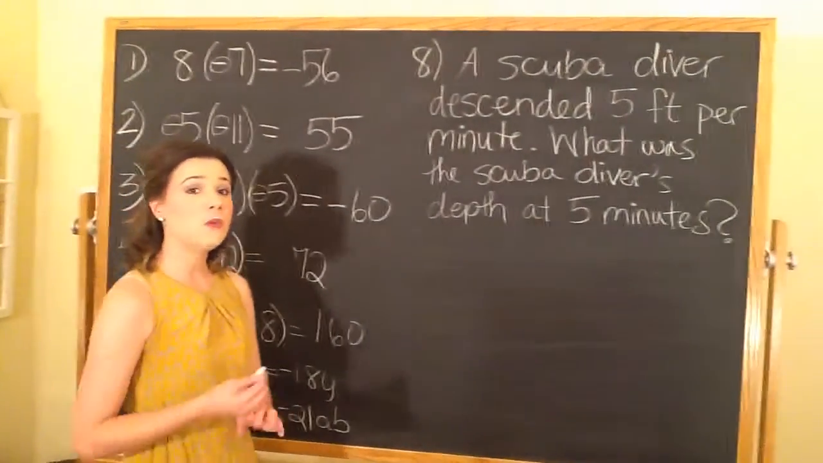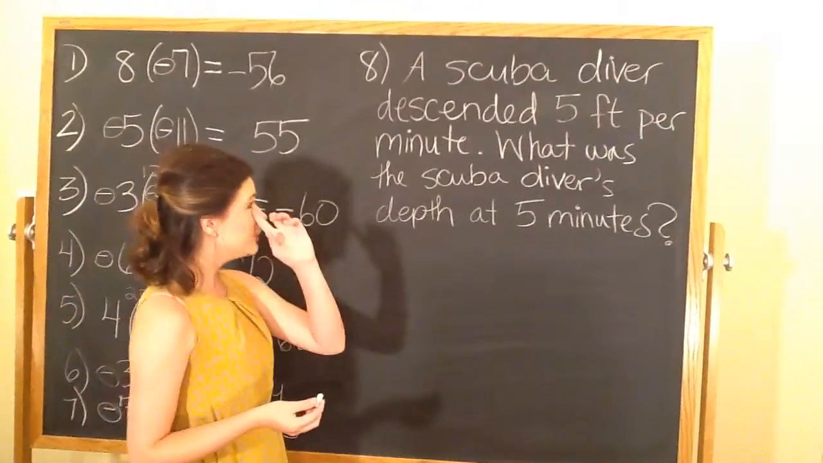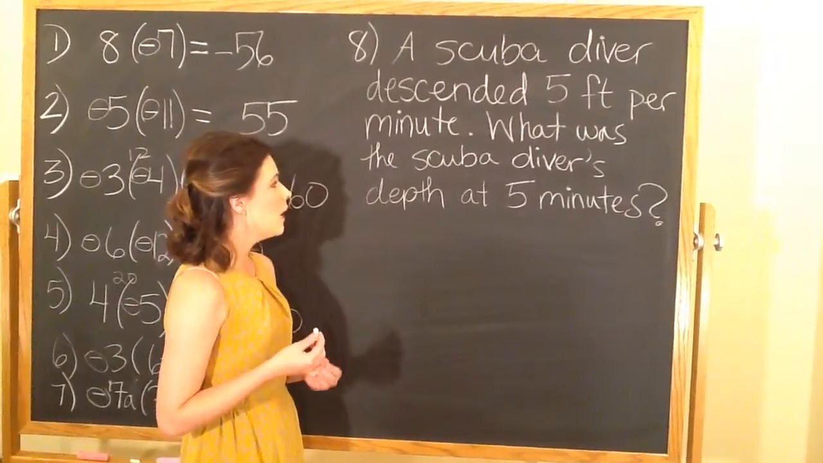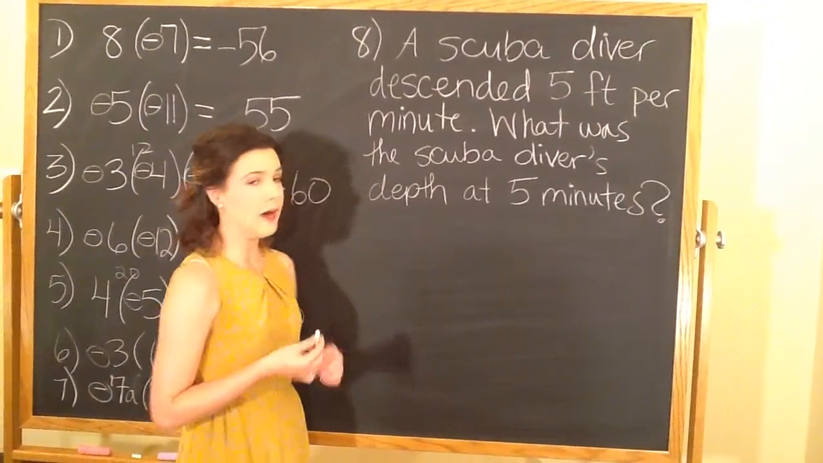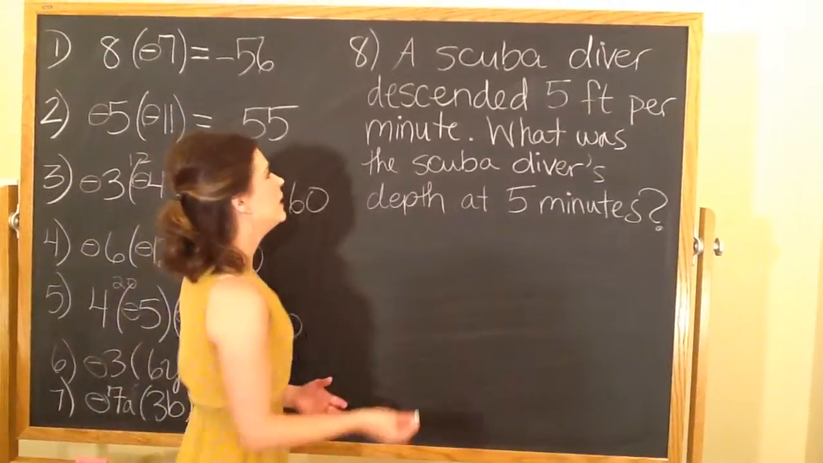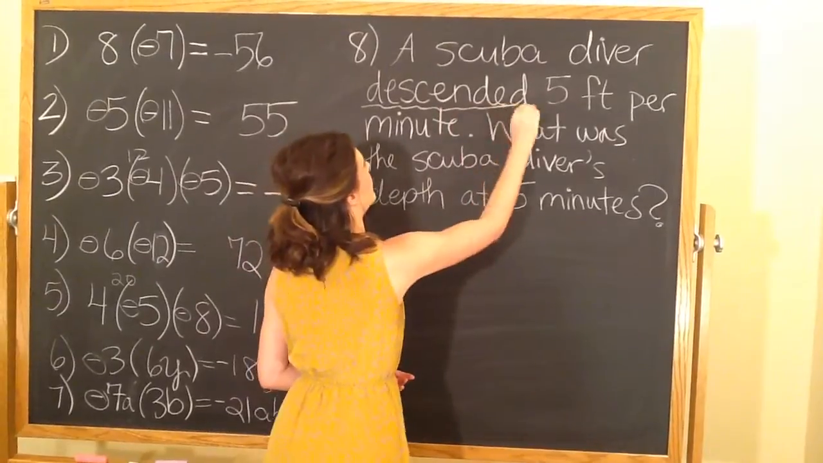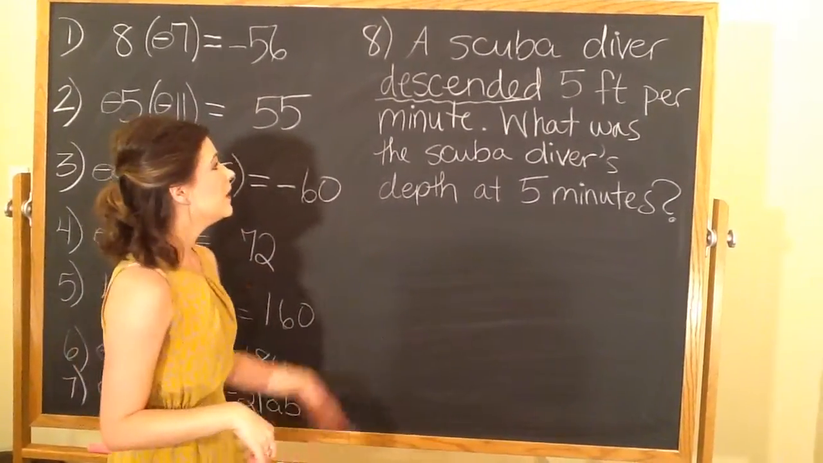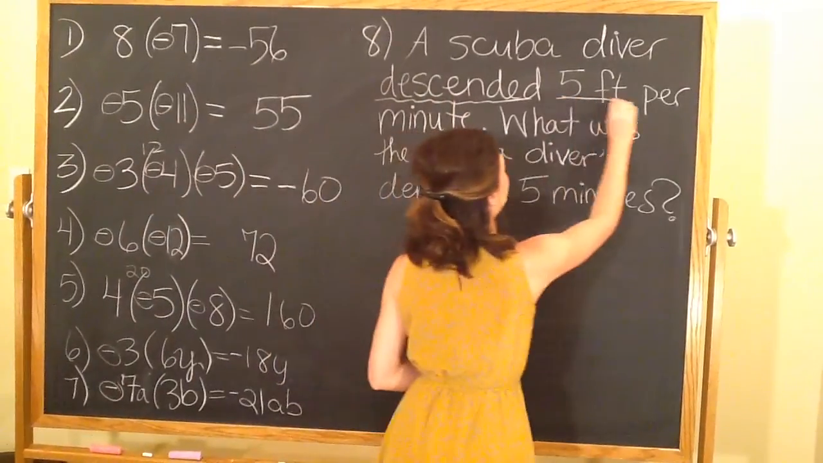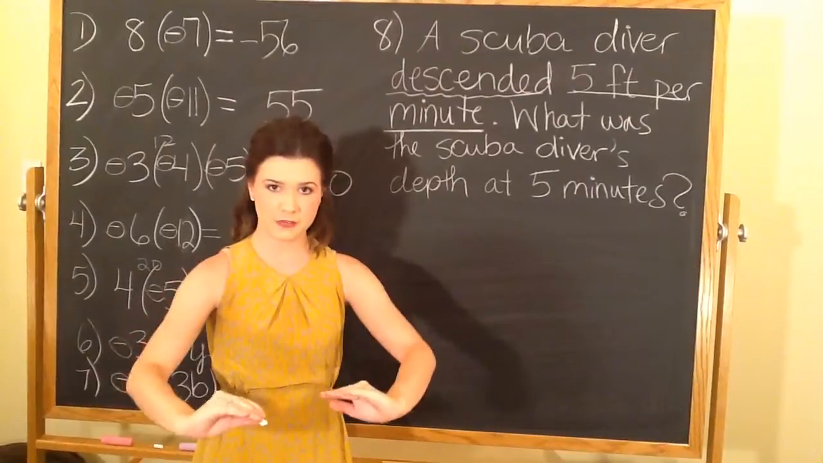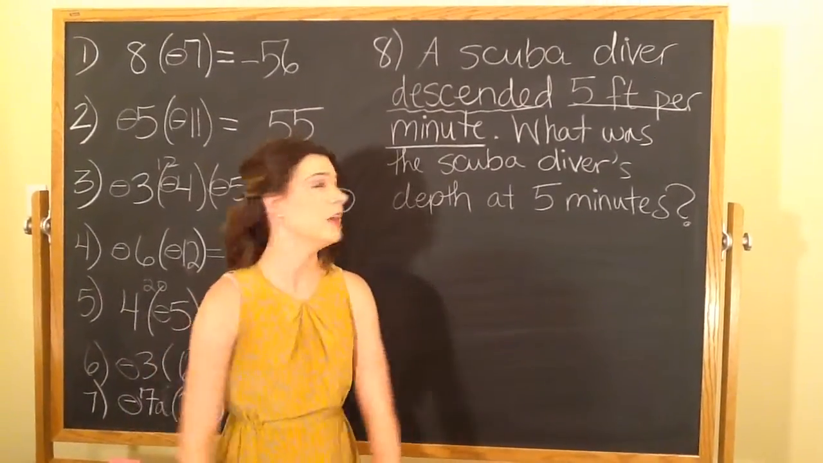Alright, let's go ahead and try a word problem real quick. It says a scuba diver descended 5 feet per minute. What was the scuba diver's depth at 5 minutes? So we need to pick out our important information. So the first word that I'm thinking of is descended. So we're going down. It's going to be a negative number. So we're descending 5 feet per minute. So each minute is going down another 5 feet, another 5 feet, another 5 feet.